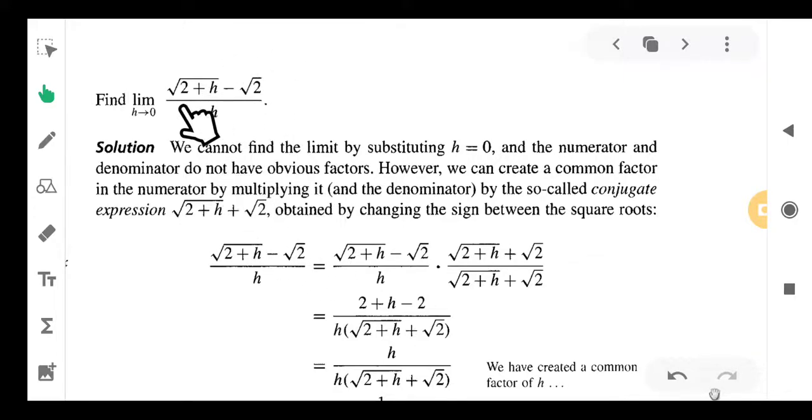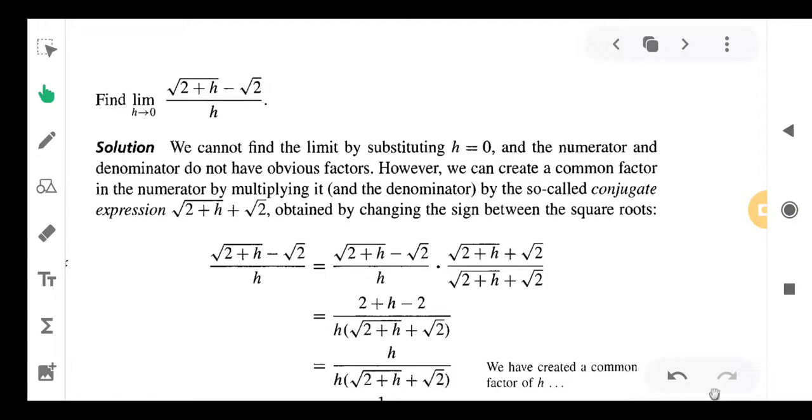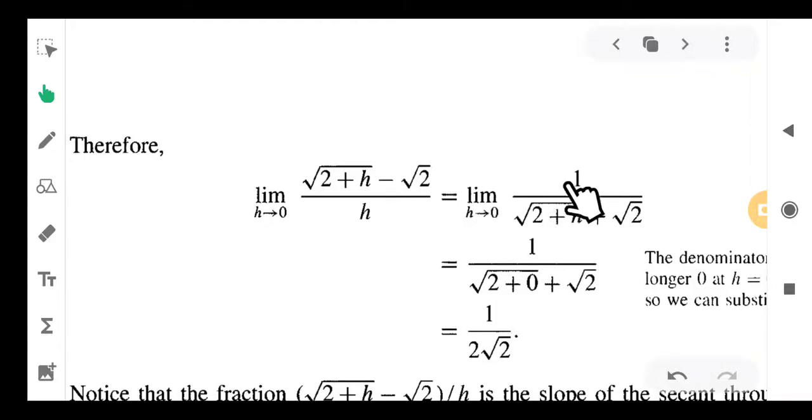So we have to rationalize this one by multiplying with the conjugate. What is the conjugate of root 2 plus h minus root 2? Which is root 2 plus h plus root 2. So a minus b times a plus b is the same as a square minus b square. Applying that and simplifying this problem, you have to complete it. After cancellation, you can see that this 2 plus h minus 2 will be cancelled, h by h will be cancelled. That will be getting 1 by root of 2 plus h plus root 2. Now you can put h as 0. It is 1 by root 2 plus 1 by root 2, which is 1 by 2 root 2.